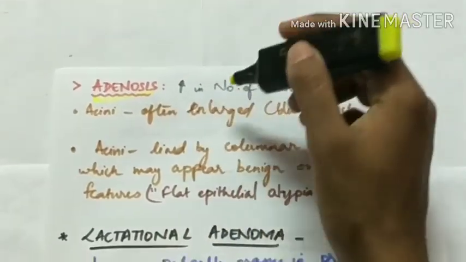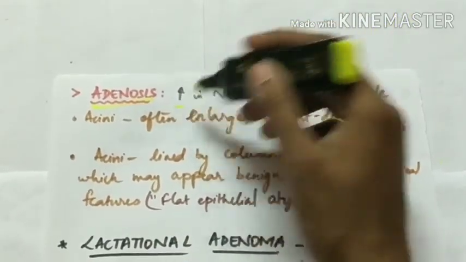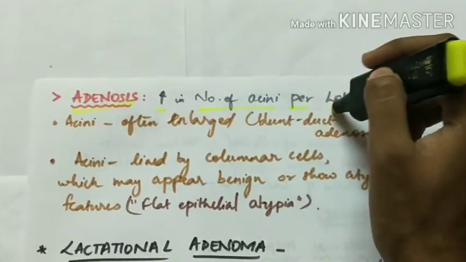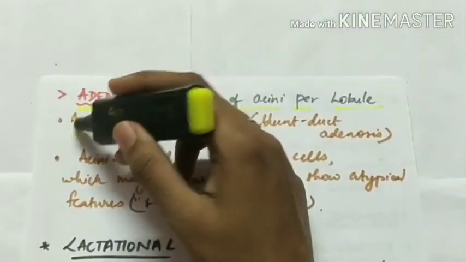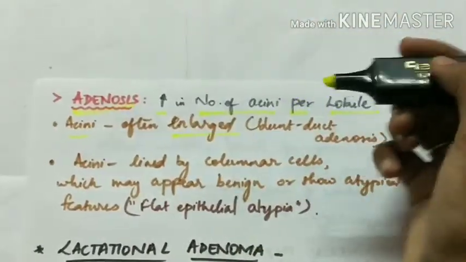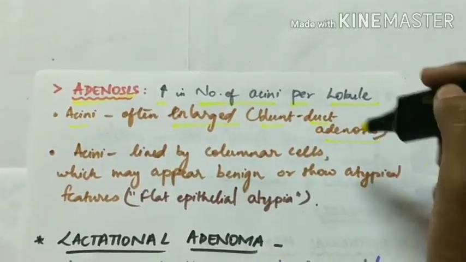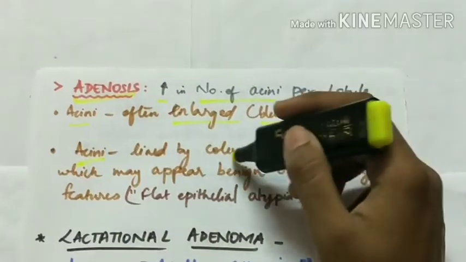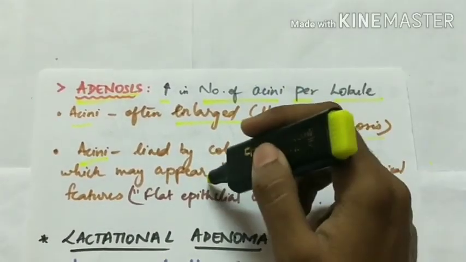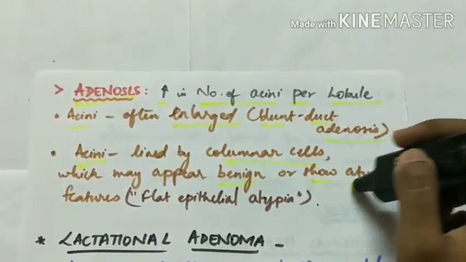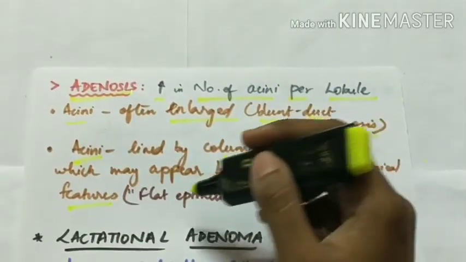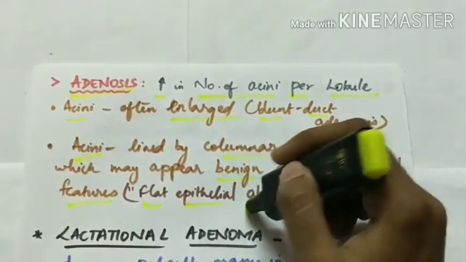Next is adenosis. Adenosis is an increase in the number of acini per lobule, and the acini are often enlarged. These are called blunt duct adenosis, and the acini are lined by columnar cells which may appear benign or show atypical features like flat epithelial atypia.